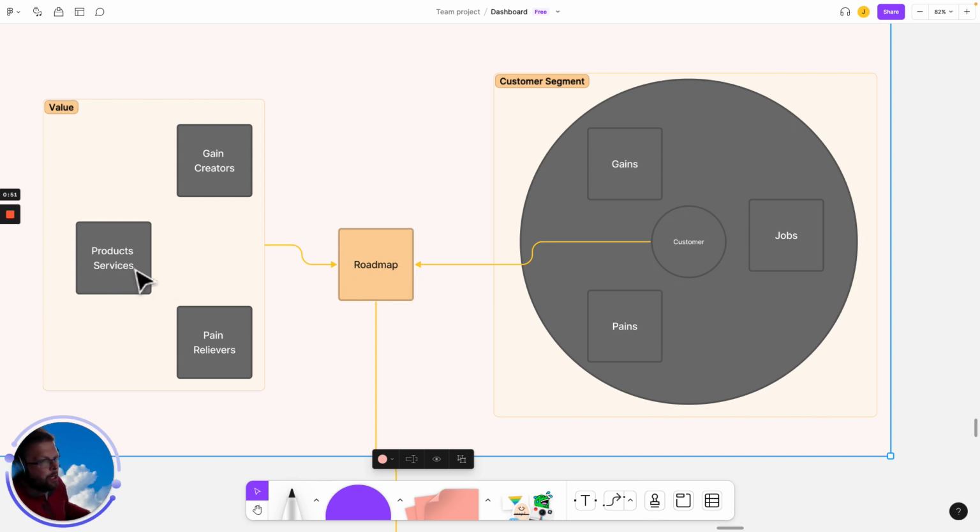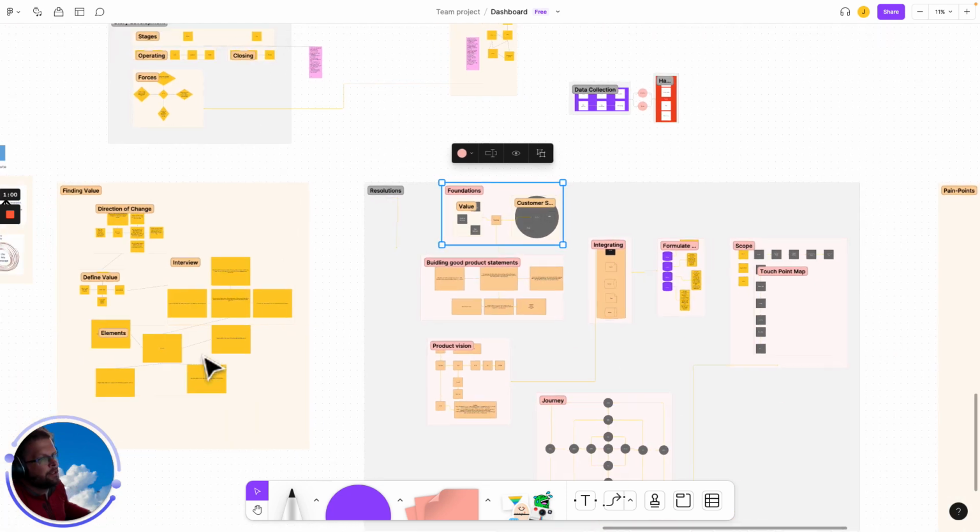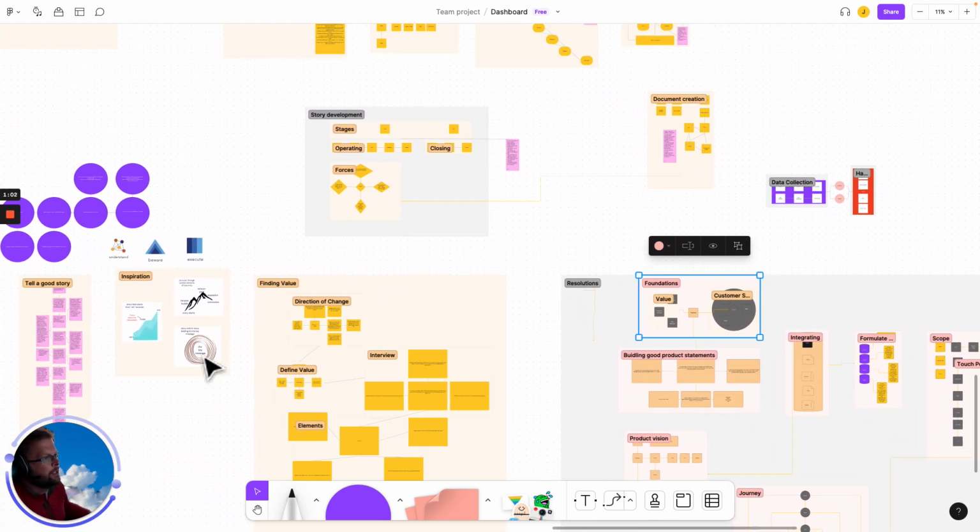So you've got a product or service, gain creator, pain reliever, same sort of thing. You understand what your customer wants. You're going to put together your roadmap. But let's talk about how do we understand, how do we ask questions, how do we make sure that we've got this right fit, right?